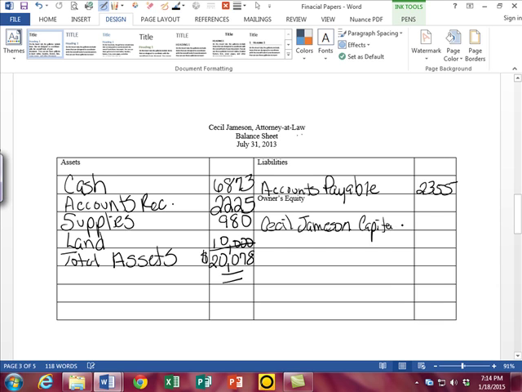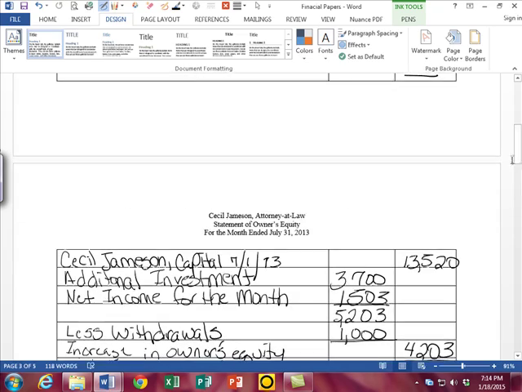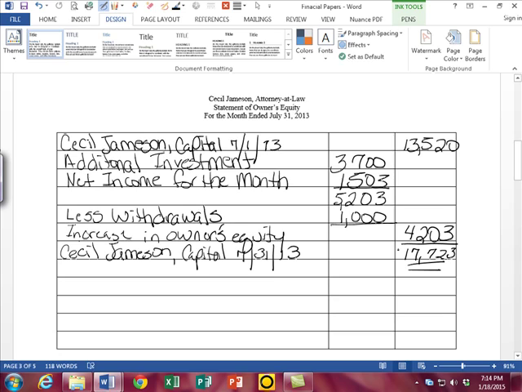We're going to list Cecil Jameson, capital, $17,723. Where did I get this from? I got it from the statement of owner's equity. Right here.